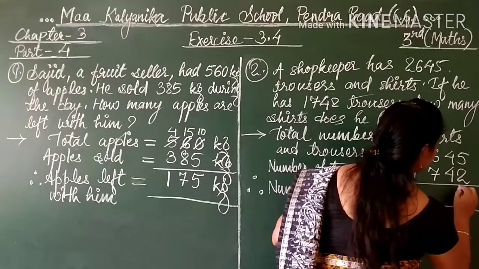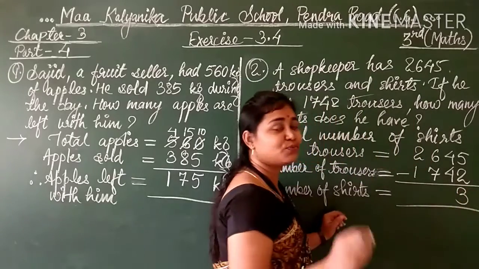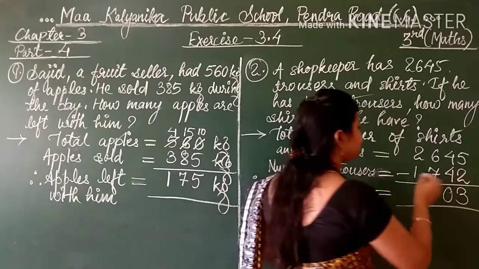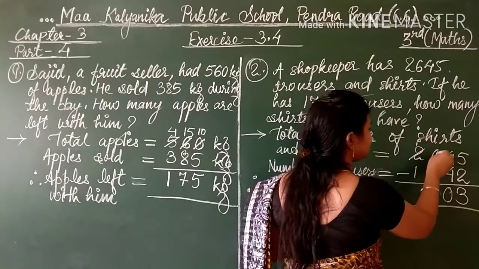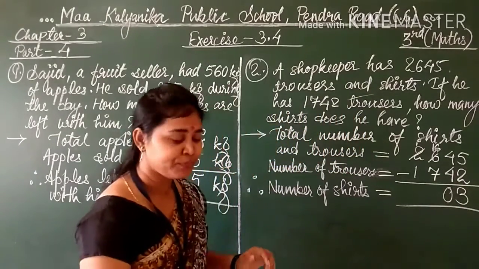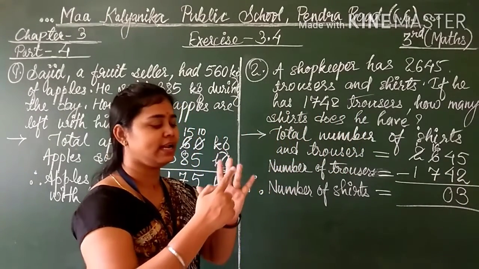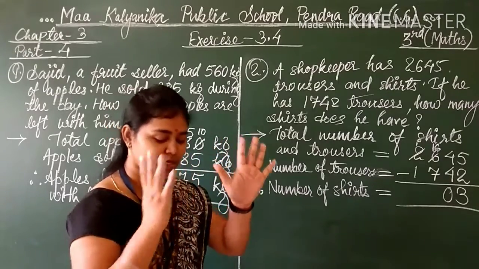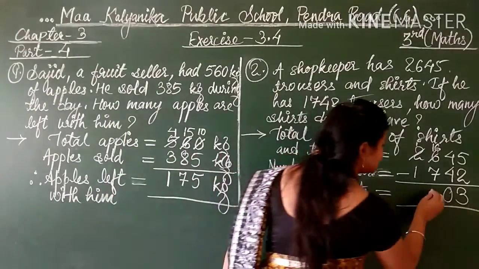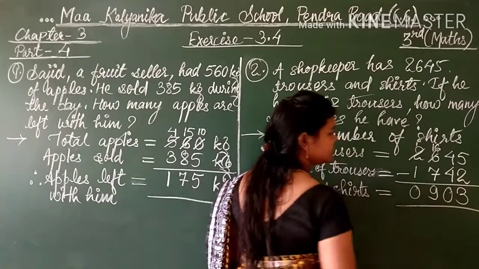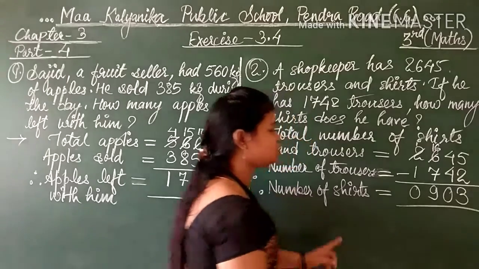5 minus 2, 3. 4 minus 4 is 0. 6 minus 7 cannot be done. 2 will become 1. It will give 1 here. So 16. 16 minus 7, 7. 8, 9, 10, 11, 12, 13, 14, 15, 16. How much? 9. So total 9. Then 1 minus 1 is 0. So you can write 0, or if you are not writing then also it's okay.